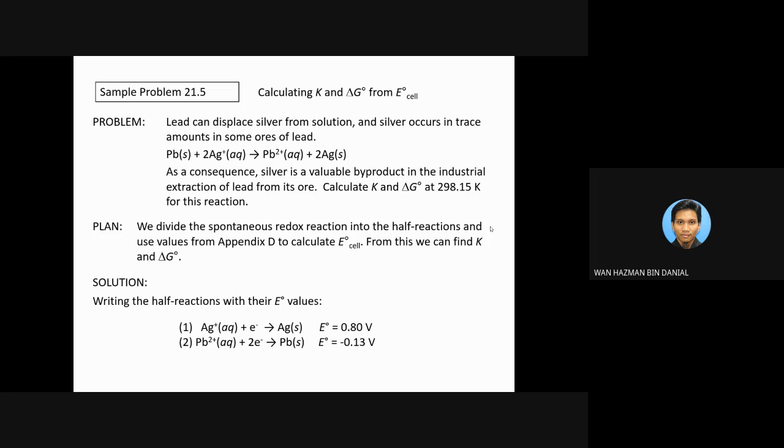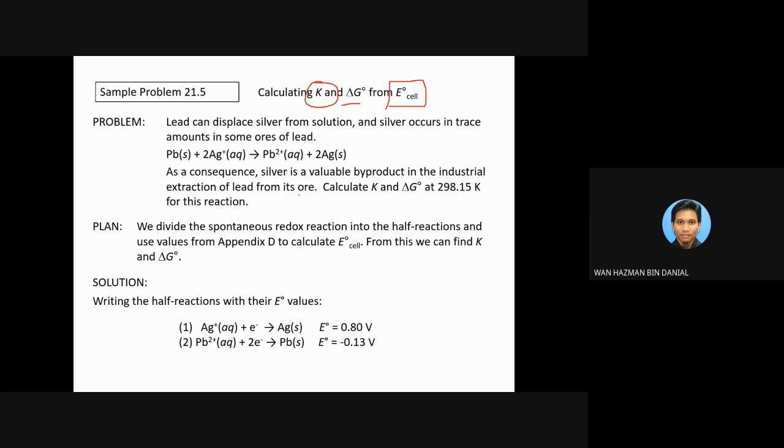The spontaneous reduction into the half fractions and use values from appendix D to calculate the E naught cell. From this we can find K and delta G. So question dia back to the questions lah. So kita tengok question di sini. So nak cari K, nak cari delta G and then E naught cell. Okay, macam mana nak cari? So by using the equation dia. Equation yang diberi tadi lah.